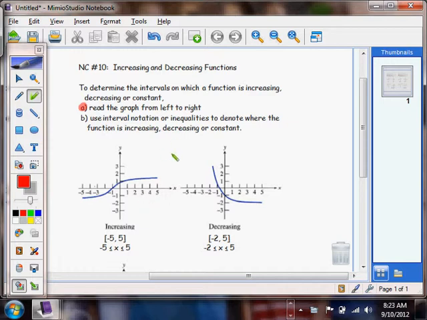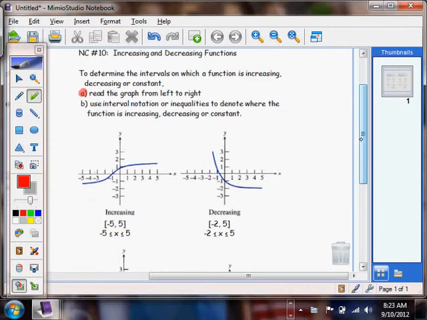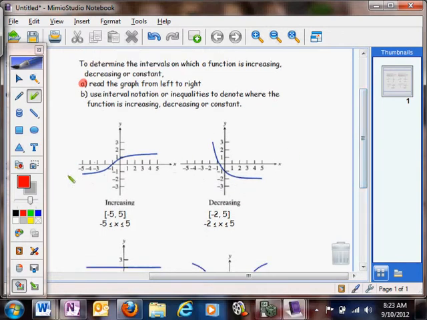Okay, so it says use interval notation to denote where the function is increasing, decreasing, or constant. As we go along through here, this is a pretty simple note card. Looking at this first example, reading from left to right, starting over here at the -5, it looks like it's going to start increasing, and it continues to increase and continues to increase a little bit.